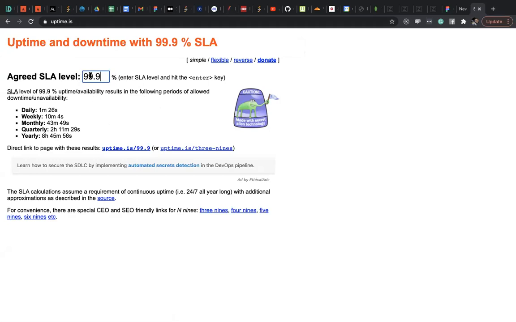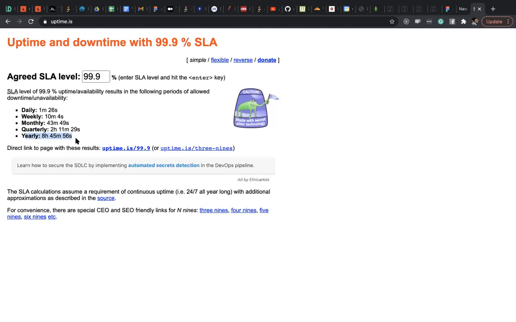That means if you agreed on, say, 99.99% of the requests, or you are agreeing that, hey, 99.9% of the time I'll be available, that means in a year you can be down for 8 hours and 45 minutes, or almost 46 minutes, in a year.